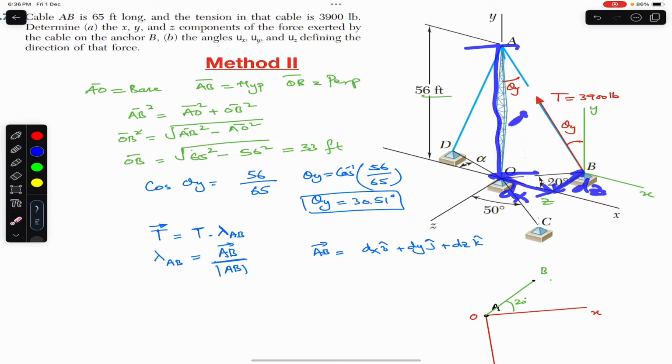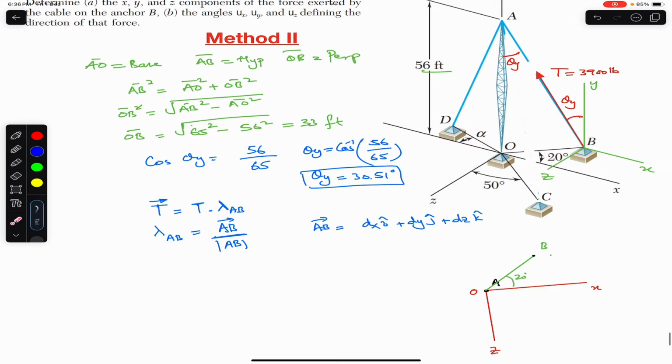So this will tell us the position of A from point B. So the position vector from A to B will be dx, dy, and dz. Now this is very simple. We need to start from B, and we need to reach that point A, and we need to travel along these three axes.